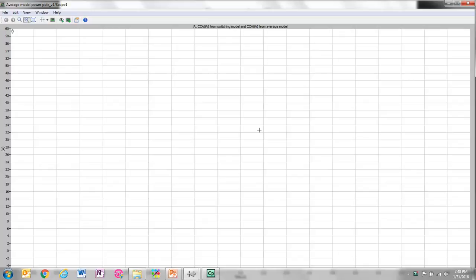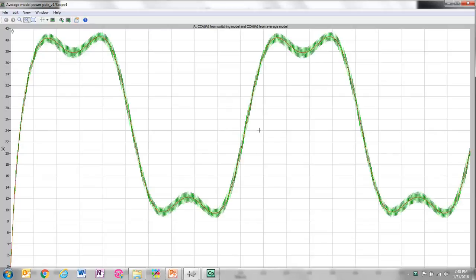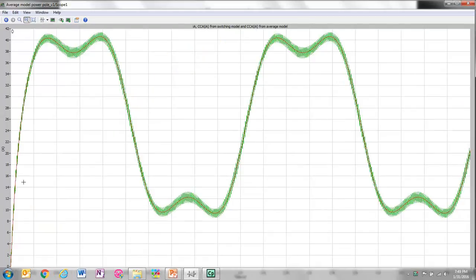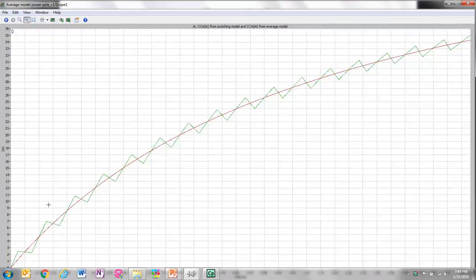Okay, next we will look at the inductor current waveform, which is same as the current port current from both the switching and the average models. Once again, the green waveform is from the switching model, so you can see the high frequency ripple, and the red is from the average model, and you can see that it correctly captures the average of the switching model current waveform. It is right in the middle of the switching waveform, so that shows our average model is valid both during the steady state as well as during the initial transient.